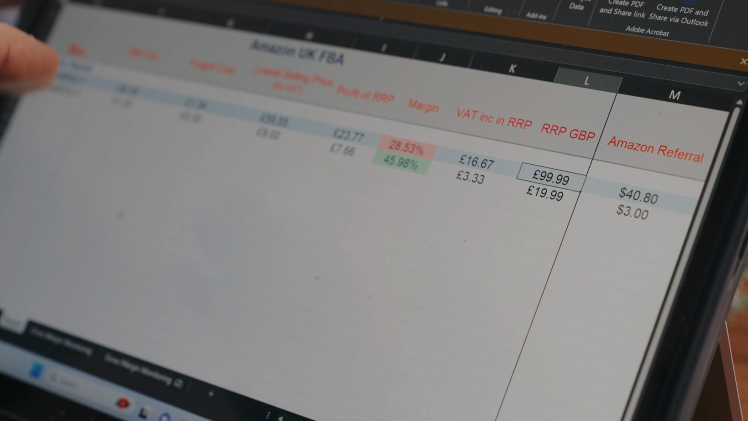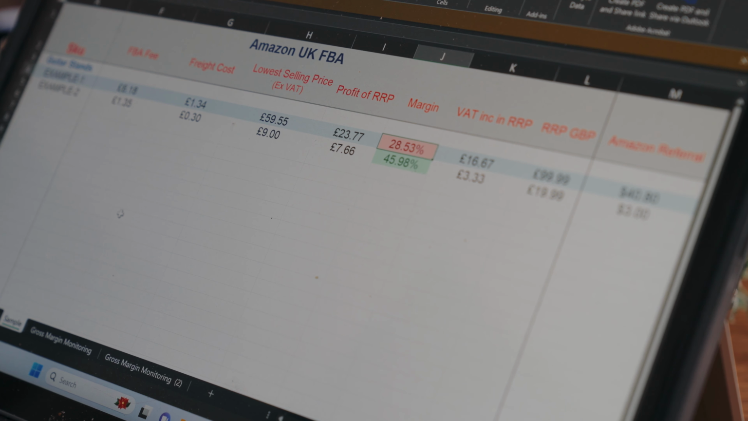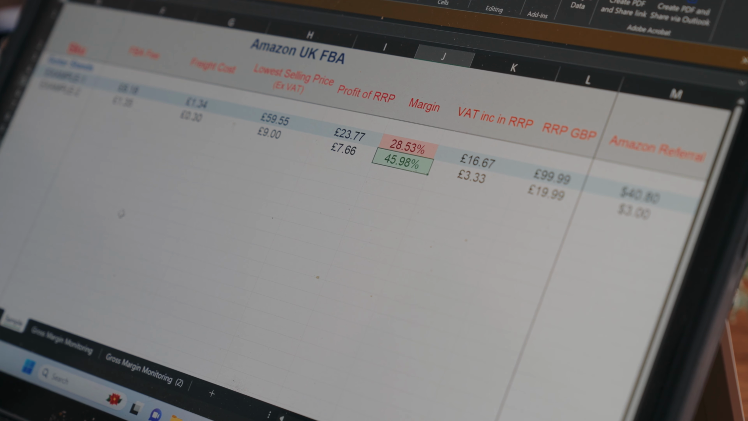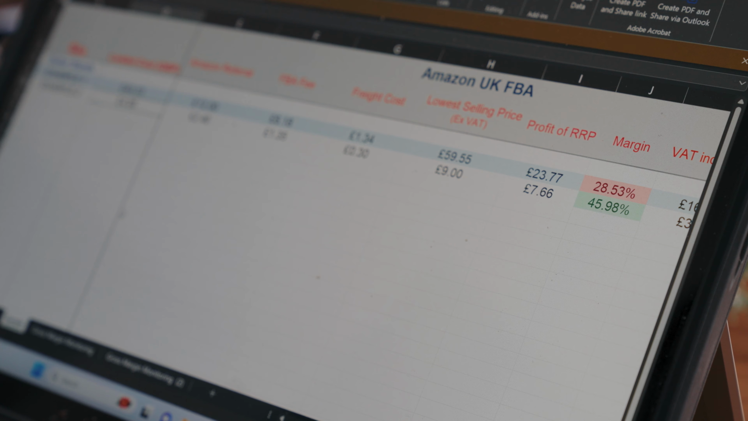So this is a product retailing at £100. Shows here a landed cost of £40 and 3 pence. With these costs considered, you're looking at a profit of £23 and 77 pence, which is a 28.53% gross profit.